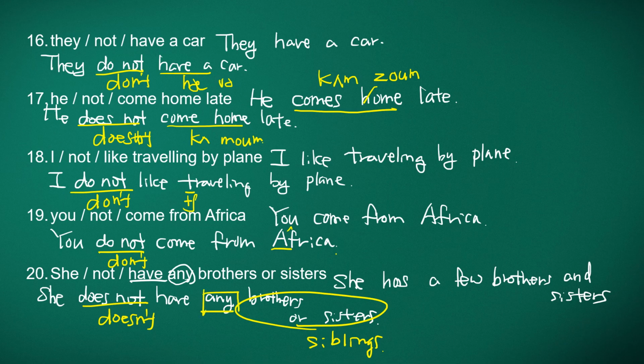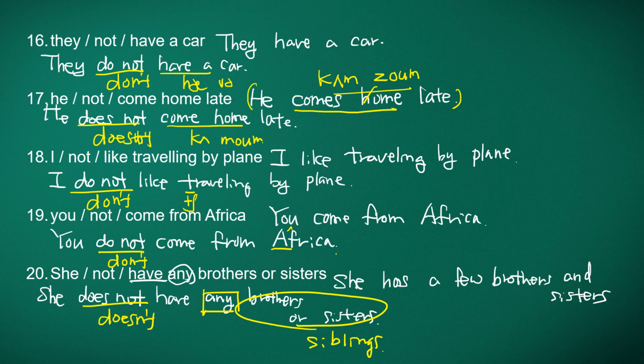Okay, let's go back to number 16. They do not have a car. They don't have a car. He does not come home late. He doesn't come home late. So here, in case you read affirmative, he comes home. He comes home late. He does not come home late. He doesn't come home late.